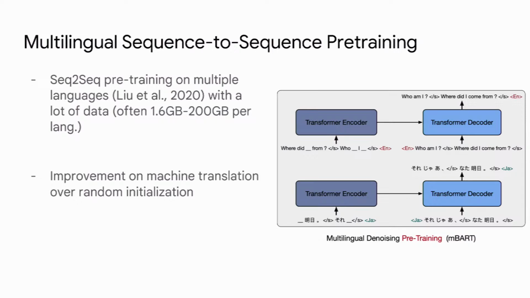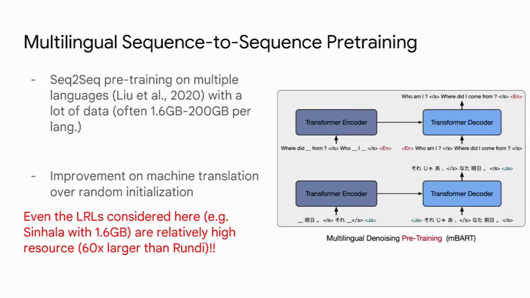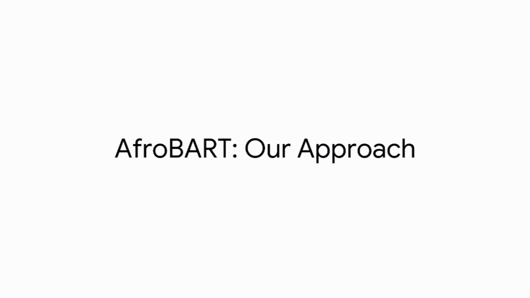And per language, they had 1.6 gigabytes to 200 gigabytes of data per language, and then they pre-trained on this. And they had large improvements on machine translation over using random initialization. And one thing to note is even the low resource languages considered here, for example, Sinhala, they had 1.6 gigabytes of gold data, which is very, very, very high resource compared to the low resource languages that we're considering here.